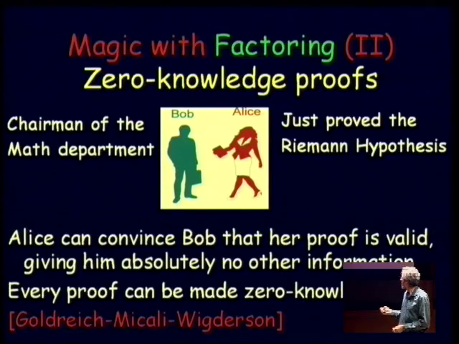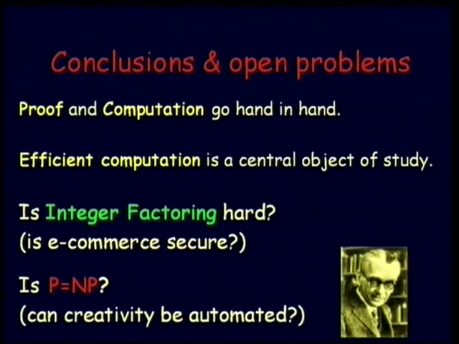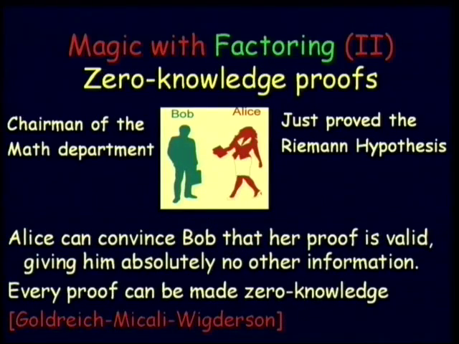Let me end with some conclusions and open problems. What have we seen? Definitely we've seen the similarities between proofs and computation and how important they are. In fact, I should state that the reason every proof can be made zero knowledge stems from the connection between proofs and computation and the problem of theorem proving being NP-complete.